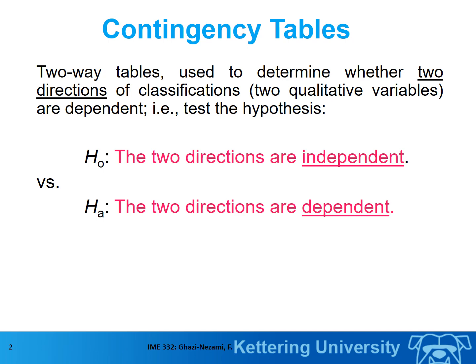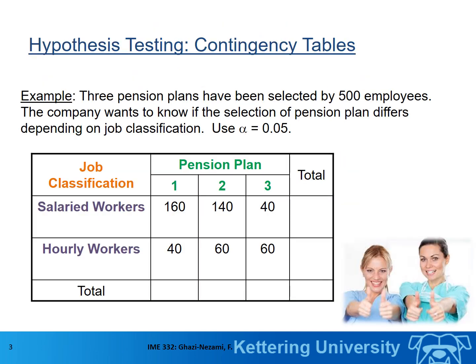What is a contingency table? It's simply a two-way table that is used to determine whether two directions of classifications, like two qualitative variables, are dependent. As a result, we have a test of hypothesis where our H1 or alternative hypothesis is to test and see if two directions are dependent, whereas our H null is trying to see if two directions are independent. So pay attention that we want to test the dependency, and that is what we put in our H1 or alternative hypothesis.